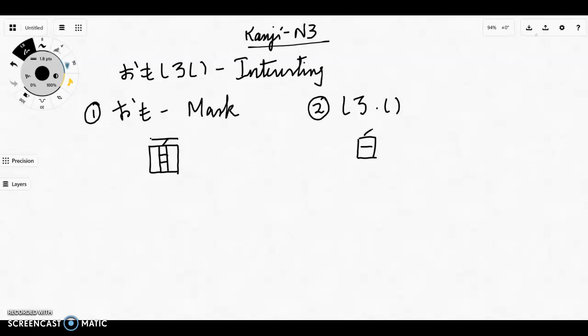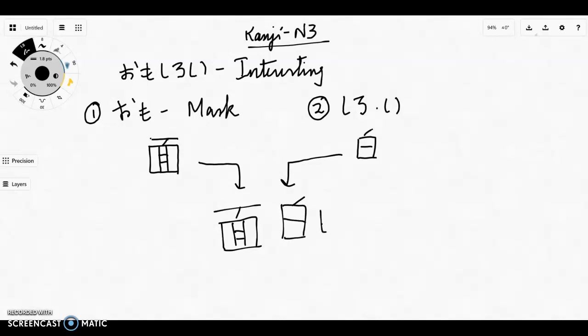So, let's add kanji 1 and 2 together. We get omo shiro i. Omoshiroi, which means interesting. That's it. Until the next video.